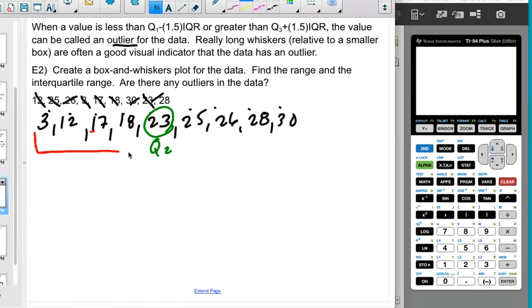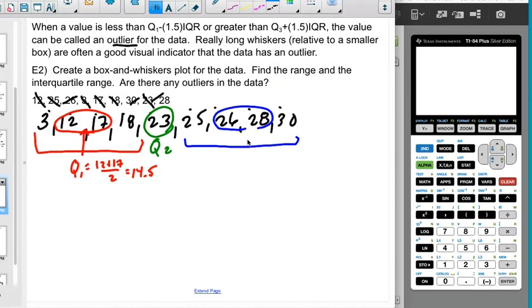Like this is the bottom half. I'm going to have to average these two. So what's going to happen is my Q1 is going to be 12 plus 17 divided by 2, right? So I'm pretty sure that that's going to be a 14.5, right? Because that would be a 29 divided by 2. And the same thing's going to happen with my upper quartile, right? My upper quartile, because this top half has 4 terms, right? I'm going to have to average these two, and conveniently when you average a 26 and a 28, you just get 27. So Q3 is 27, right? Because that's a 54 divided by 2.